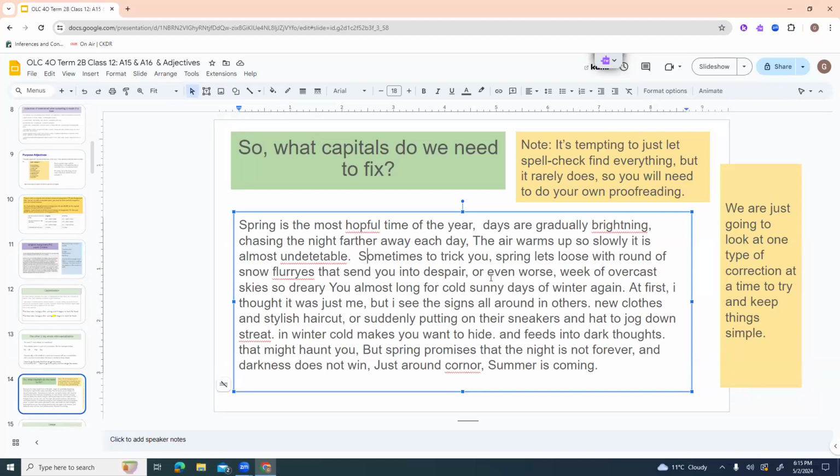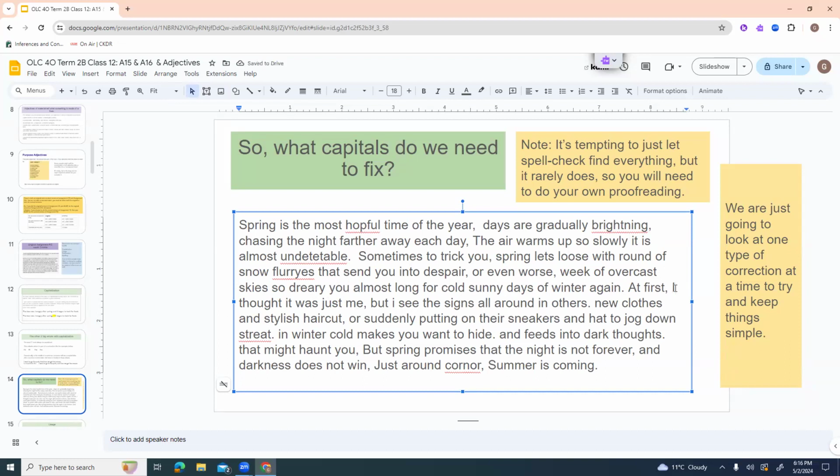"With snow flurries that send you into despair, or even worse, week of overcast skies so dreary, you almost long" — wait, that's in the middle of a sentence. I don't need a capital. "You almost long for cold, sunny days of winter again. At first, I thought it was just me." Oh, wait, there's the word I. I has to be a capital.